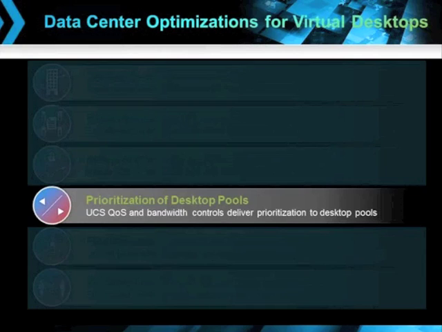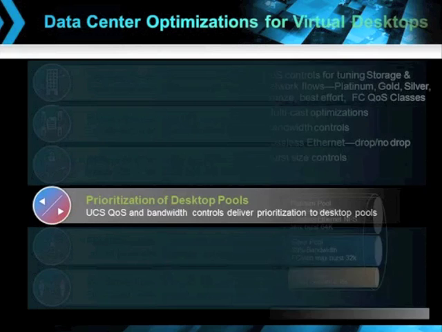In terms of prioritization of desktop pools, what we know is that each end user type requires a different amount of CPU, memory, disk, and network performance. And then we need the preservation of quality of service and bandwidth controls to make sure that these real-time applications have the appropriate resources to maintain their real-time functionality.